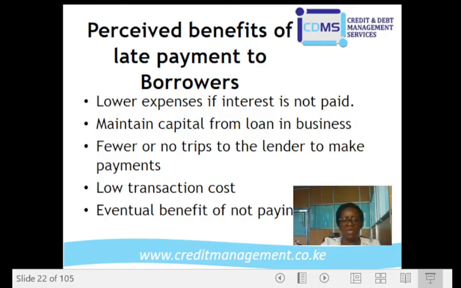The other one is to maintain capital from the loan in the business. When they repay a loan, it means they are moving money from the business to pay the loan. So they want to hold on a little bit to the funds they're supposed to pay the lender, so that they can turn around and sell or do more in their business.